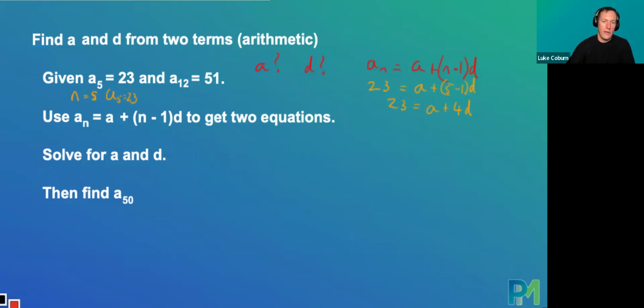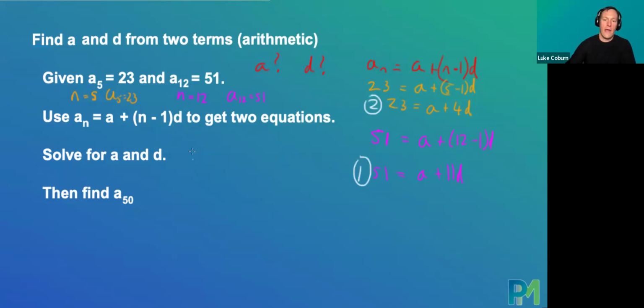And the other thing that we know is that when N is equal to 12, A12 is equal to 51. So we have 51 is equal to A plus 12 minus 1 times D. 51 is equal to A plus 11 times D. So why don't we call this now? I'll just call this one equation 1. And I'll call this one equation 2.